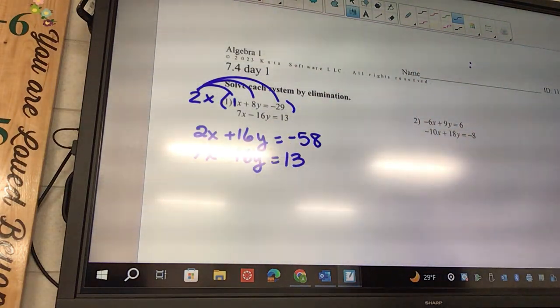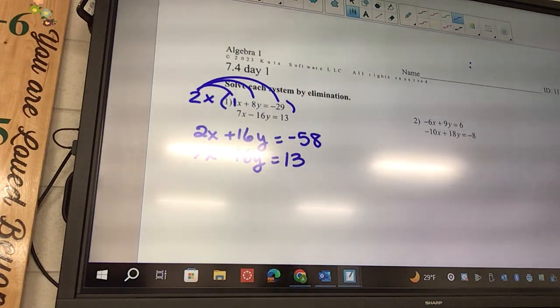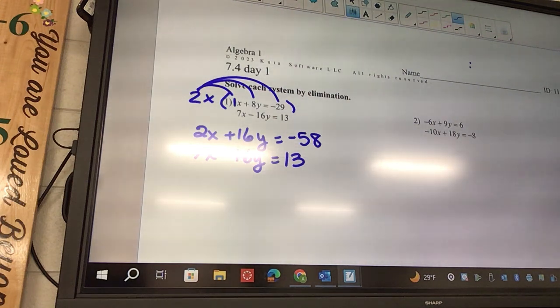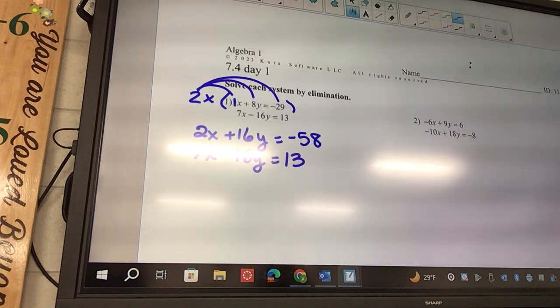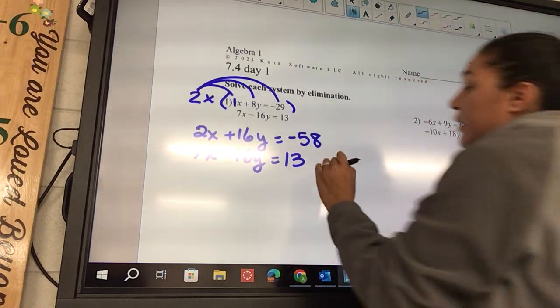Okay, and now if we look at these two equations, notice how they both have a 16 and a 16, and one's a positive, one's a negative. Now it is just like the day before's, and so we can add the two equations together in order to get stuff to cancel.